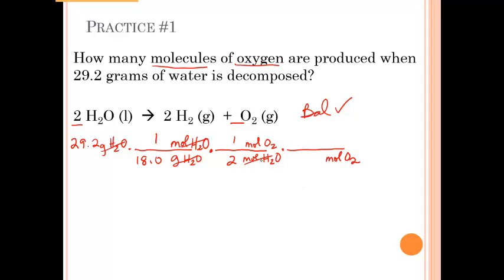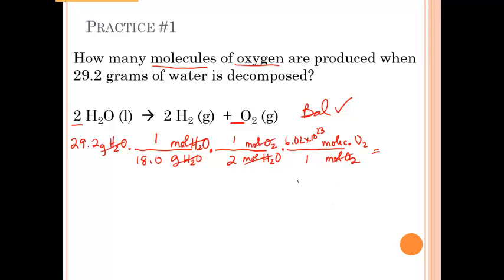We want moles of oxygen to cancel, and instead we want molecules of oxygen. And so 1 mole is equal to 6.02 times 10 to the 23rd molecules. And from there we've canceled out all of our units except for the molecules of oxygen.